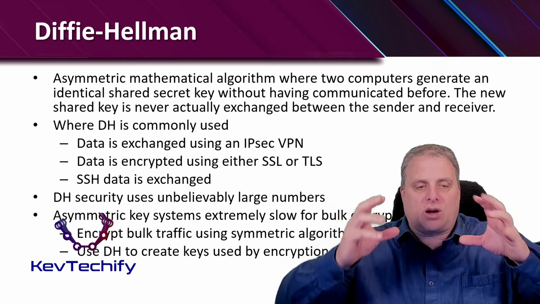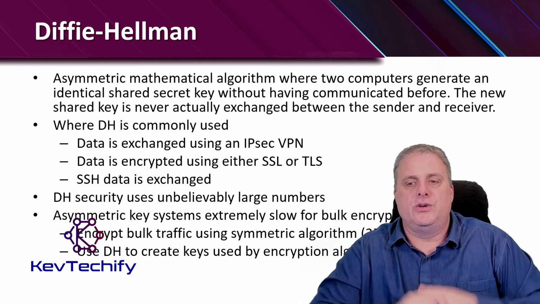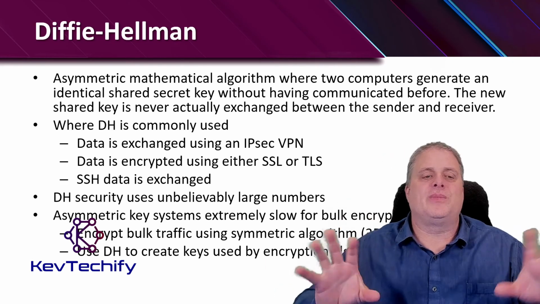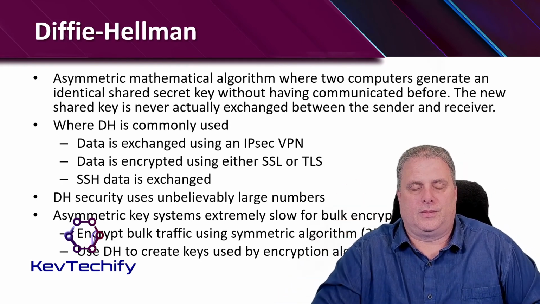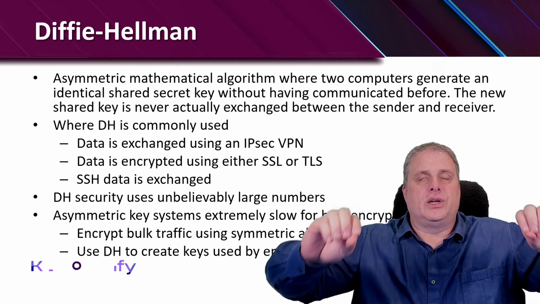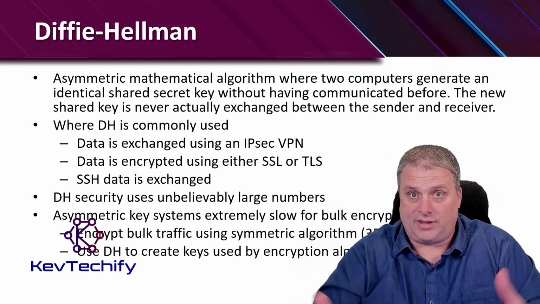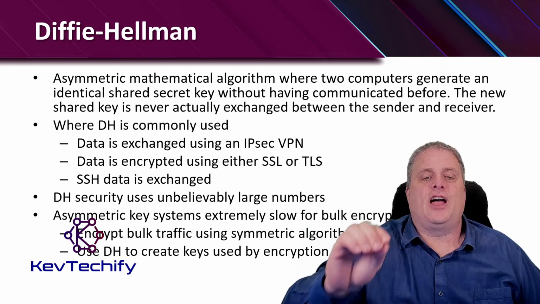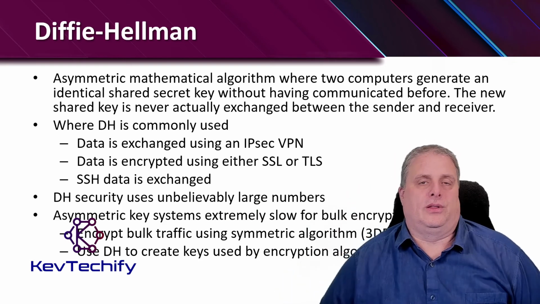When you want to encrypt bulk traffic, don't use Diffie-Hellman. Use triple DES, use AES, use something else. Don't use Diffie-Hellman. A lot of times what we do is we use triple DES or AES to encrypt when we have lots of data, but then we use Diffie-Hellman to create the keys for that encryption algorithm.